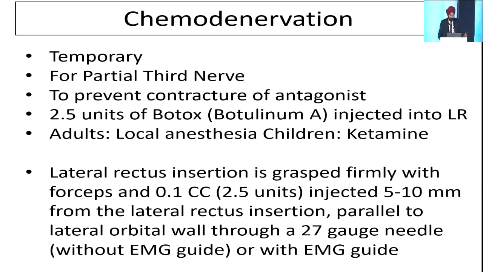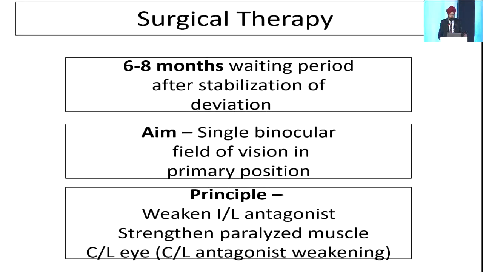Chemodenervation, we all heard very well from Dr. Saurabh now, so we can use botulinum toxin. Here we're going to use it on the lateral rectus muscle, which is the antagonist of the medial rectus that we are treating. So you could do it in just the fashion that you had described it earlier.